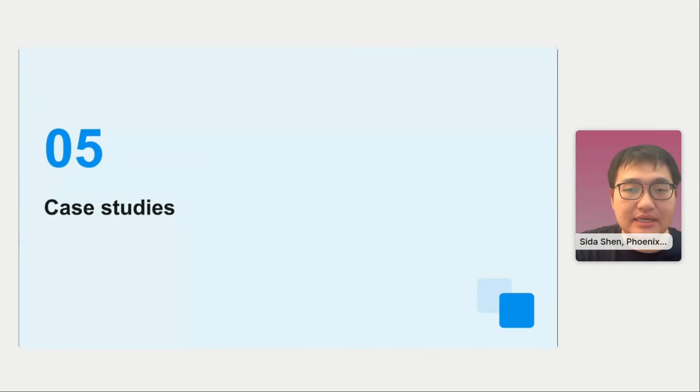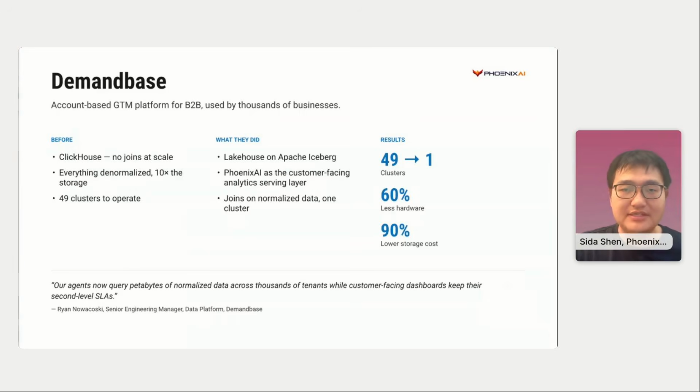And then some case studies. First is Demandbase. Demandbase is an account-based go-to-market platform for B2B, used by thousands of businesses. They have leads in marketing, and they estimate the intent of the lead from various resources to do lead scoring. So it's a very complex computation with many tables.